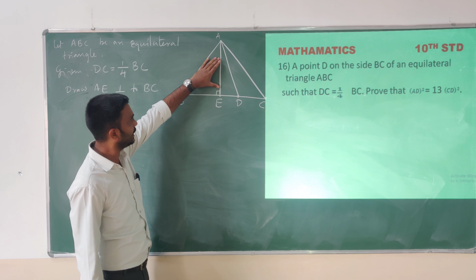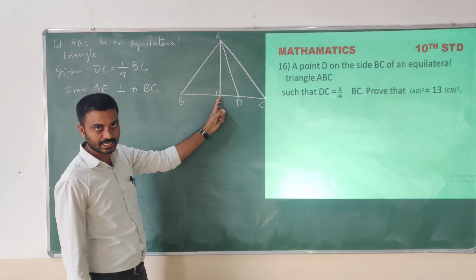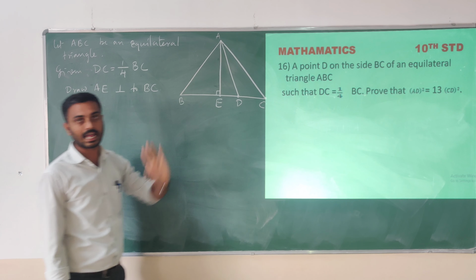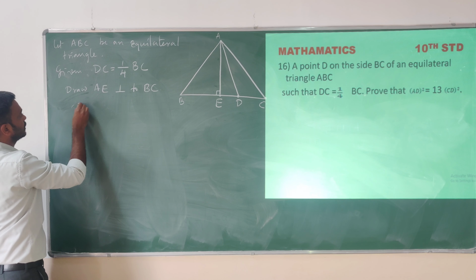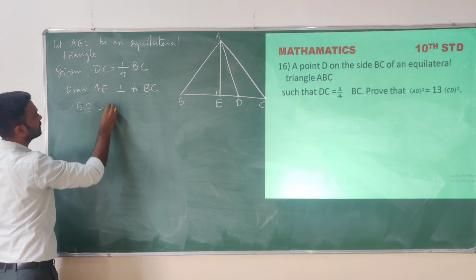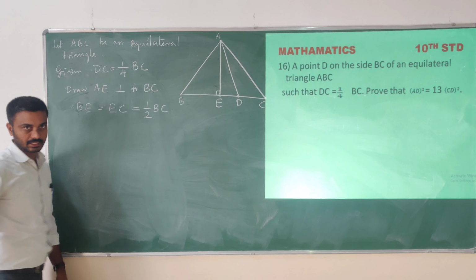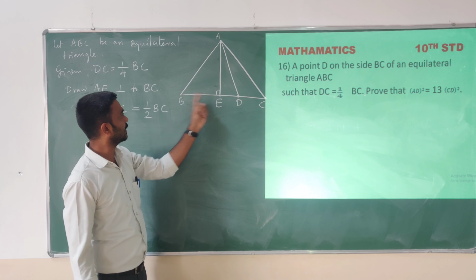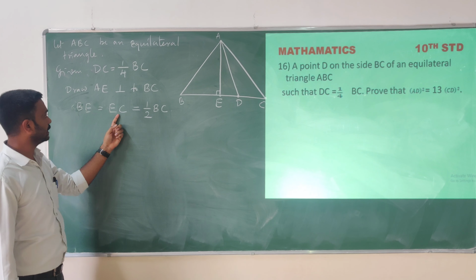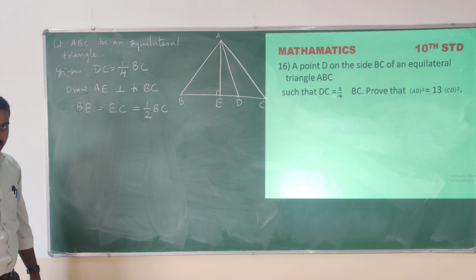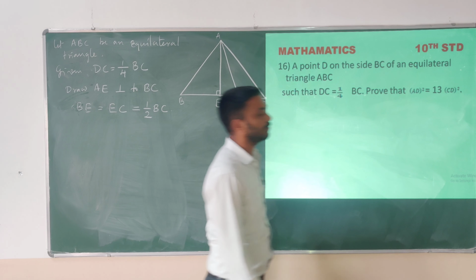Once this AE is at right angle to BC, this point E bisects the side BC of the triangle, which means BE is the same as EC, which is the same as 1/2 times BC. Correct? So if AE is perpendicular to BC, then BE equals EC equals 1/2 into BC. Okay. So now we want to show that AD square is equal to 13 times CD square.